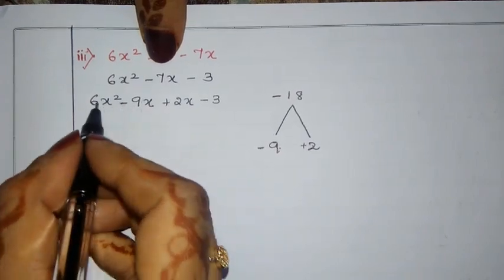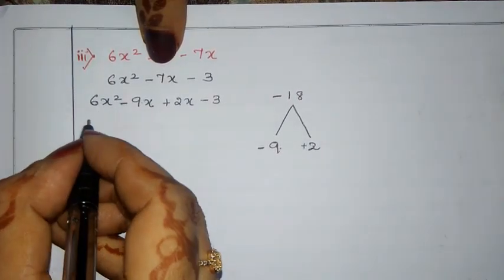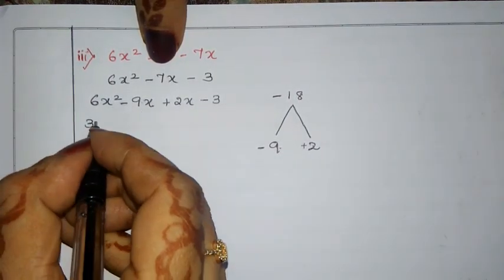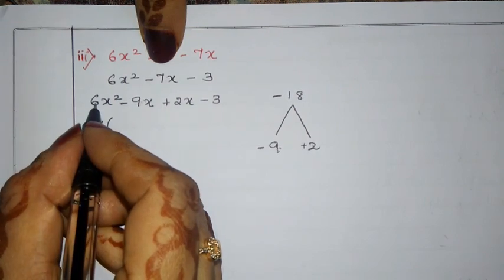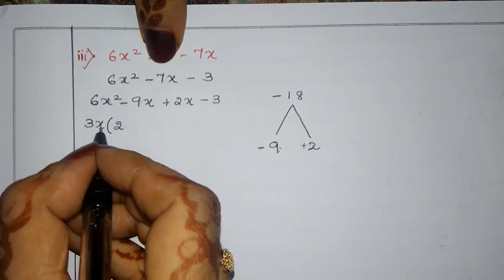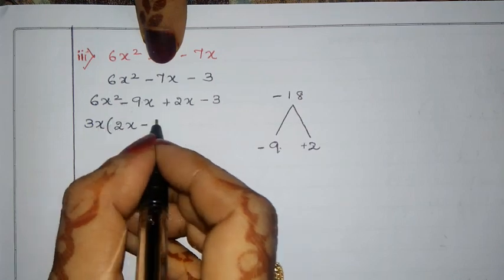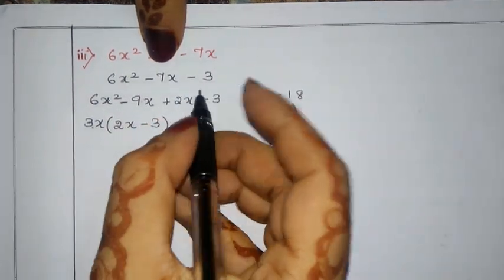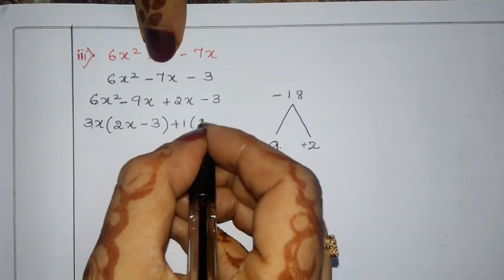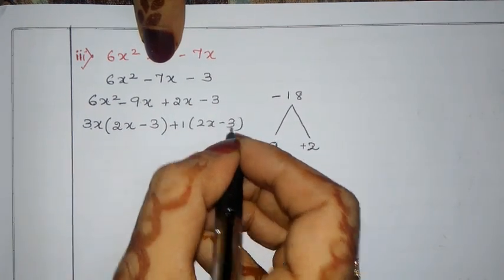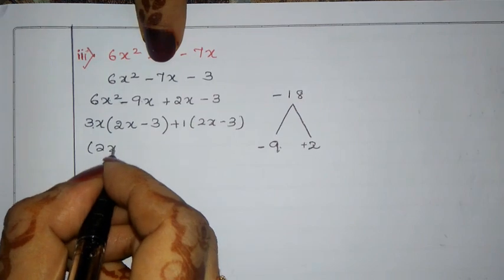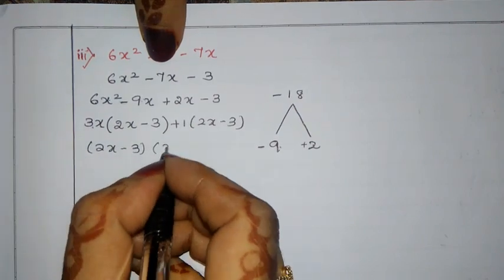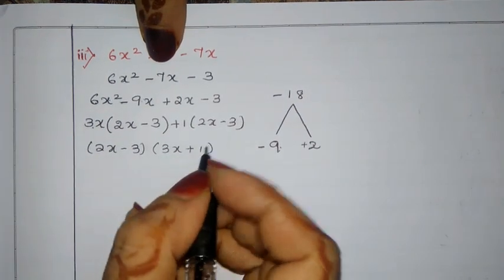So in these two, what is common? Let us check. 3 is common and x also is common. 3 how many is 6? 3 2s are 6. 1x common, 1 will be left. Minus 3 3s are 9. x already common. Here nothing is common, so plus 1, 2x minus 3 as it is. So 2x minus 3, 3x plus 1.